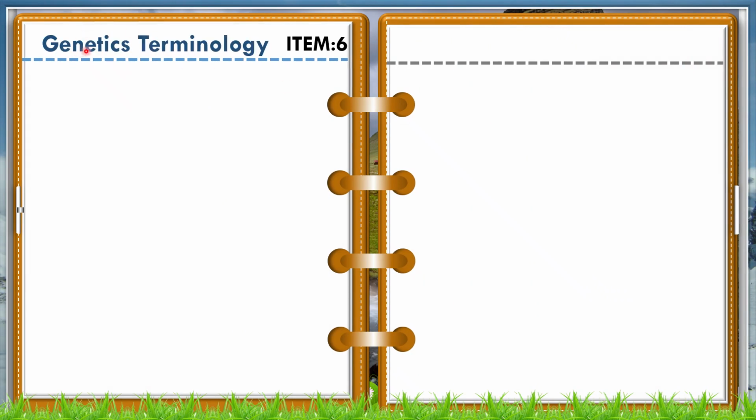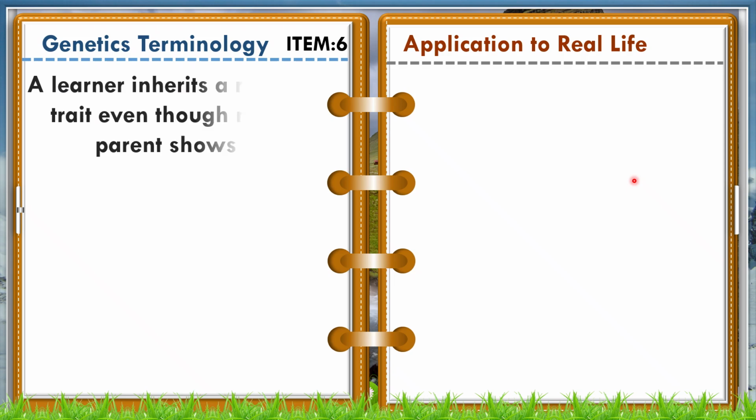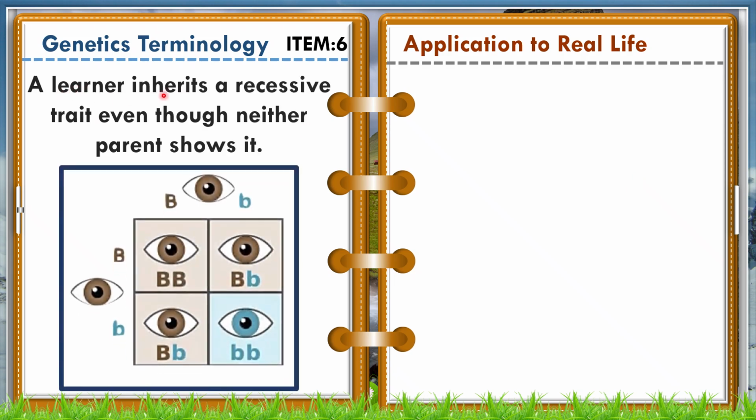We are still looking at genetic terminology, item 6. And here we are going to look at application to real life. A learner inherits a recessive trait even though neither parent shows it. We have got here our Punnett square of the color of the eyes.